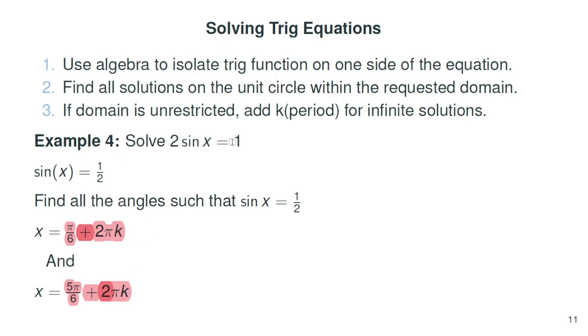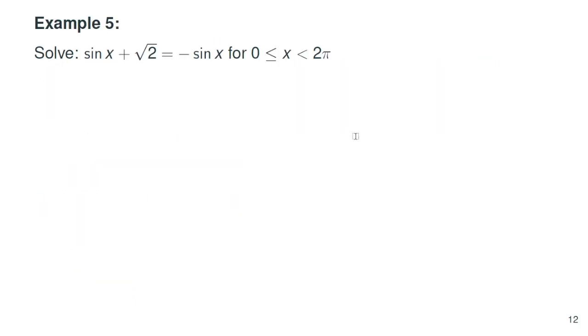It has infinite answers. Sometimes we will also see a restricted domain. That's what I'm talking about here, the requested domain. Sometimes we will say, hey, only find the answer between 0 and 2 pi. Essentially, that means just find the unit circle values. So let's look at this example. It says solve sine x plus square root of 2 equals negative sine x, and in this case they gave us a domain. That means 0 to 2 pi, so we're only looking at the unit circle values. We should not add 2 pi k for these answers.